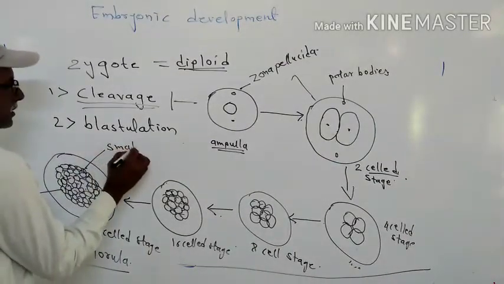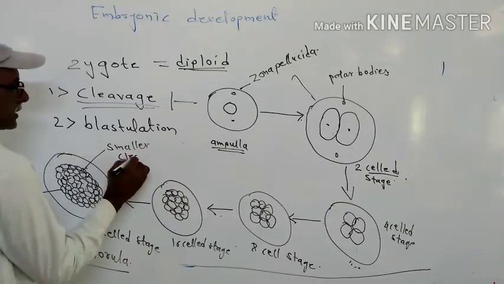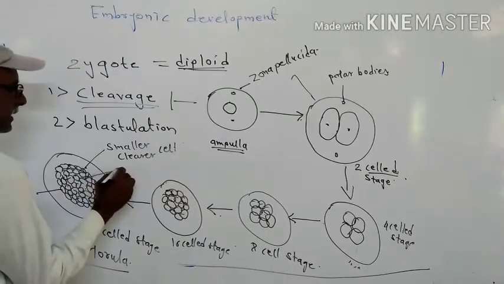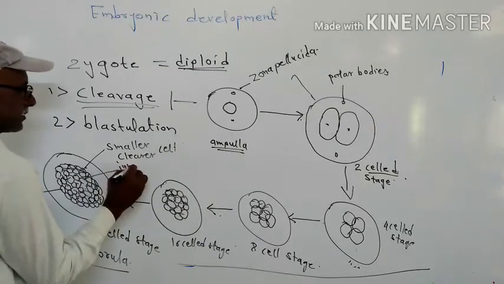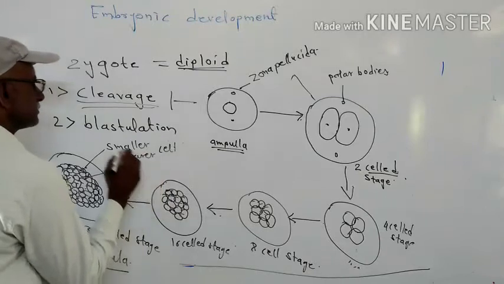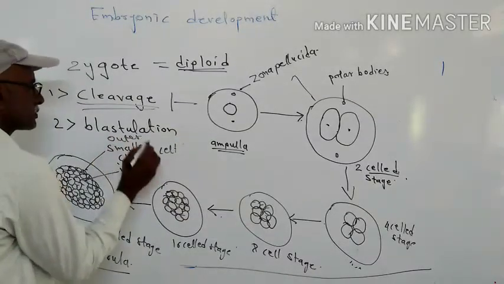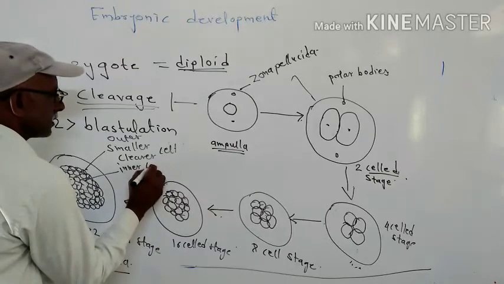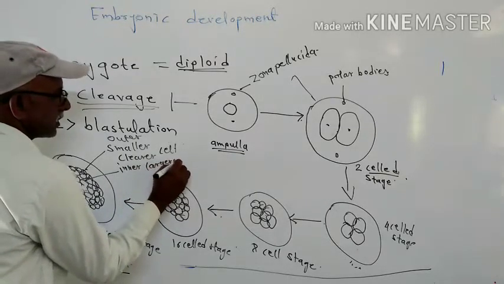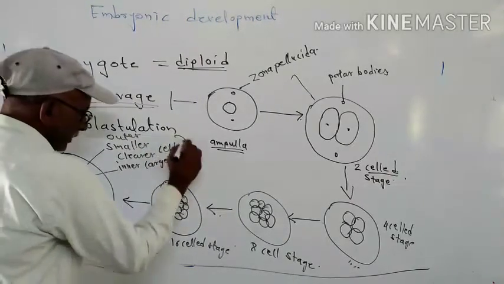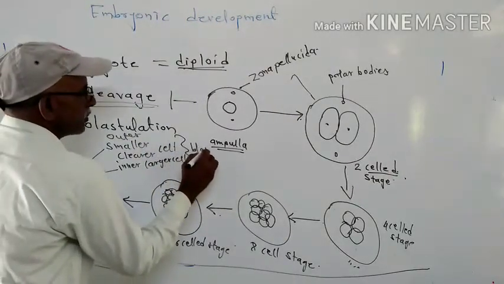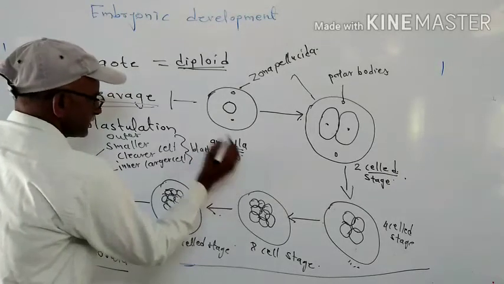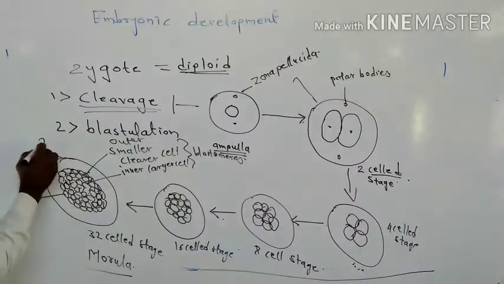Smaller, clearer cells. And these are the inner, larger cells. Outer, smaller cells. And the cells included in all, they are called as what? Blastomeres. This is the zona pellucida.